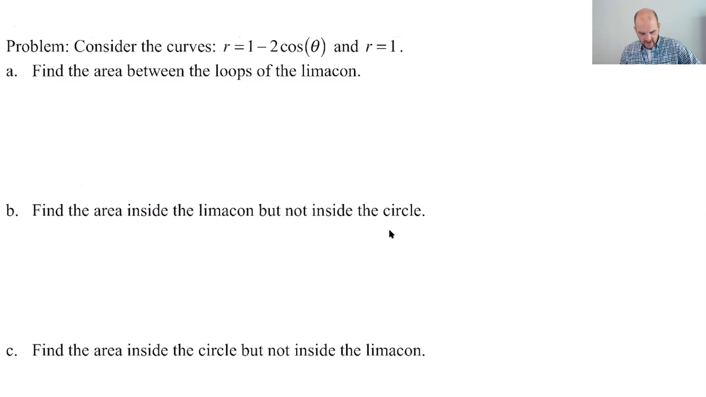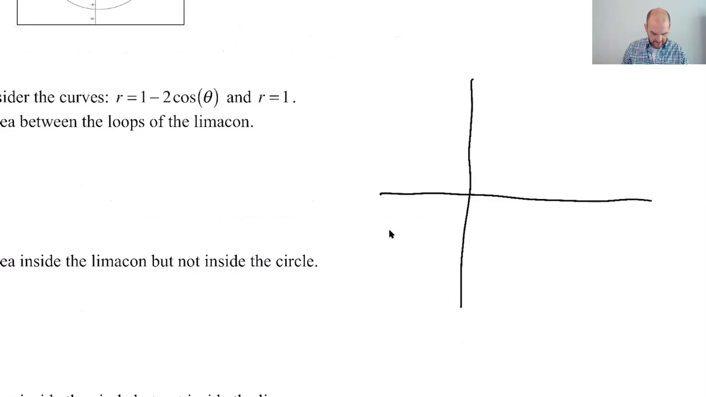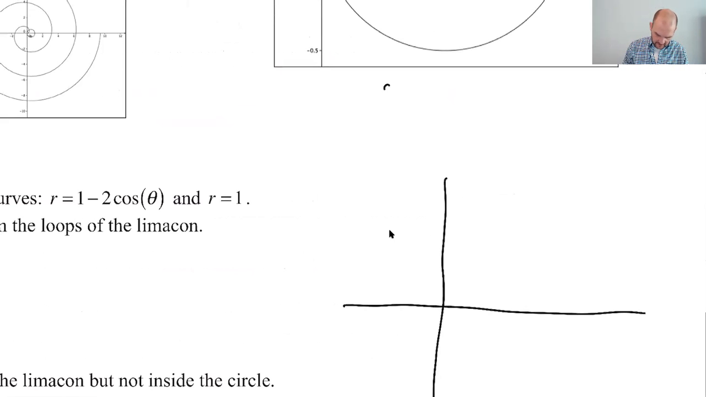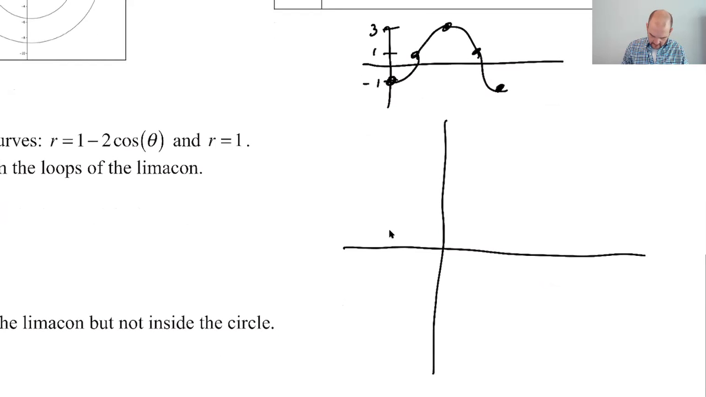Consider the curves r equals 1 minus 2 cosine theta and r equals 1. All right, so what does 1 minus 2 cosine theta look like? Nice of me to not leave a graph here. So what does a rectangular graph look like? Because that's the key. 1, 3, -1. So it's a negative cosine. So here, here, here, here, here. So we do the inner loop. So we need to go here.